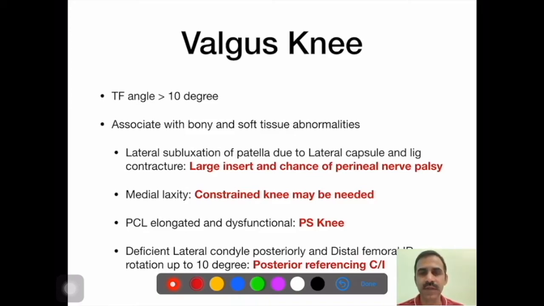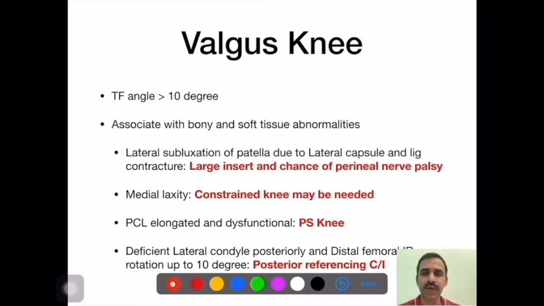Why does a valgus knee require special consideration? It is usually associated with bony and soft tissue abnormalities. Lateral subluxation of the patella due to lateral capsule and ligament contracture may warrant a larger insert, and there is a chance of peroneal nerve palsy. Medial laxity may warrant a constrained knee. The PCL may be elongated and dysfunctional, so we should use a PS knee for a valgus knee.